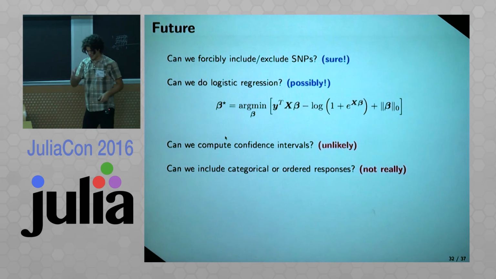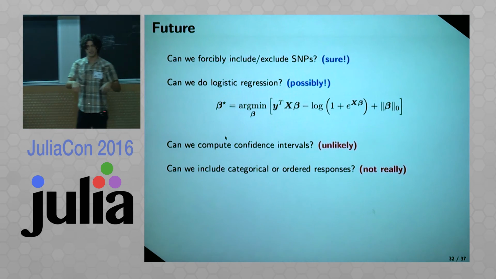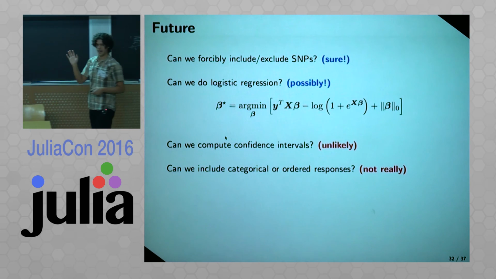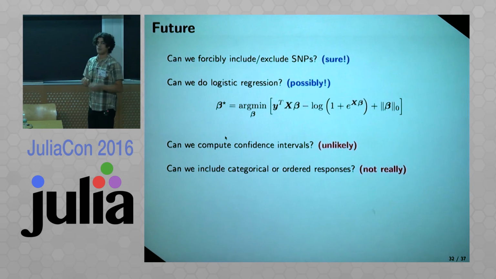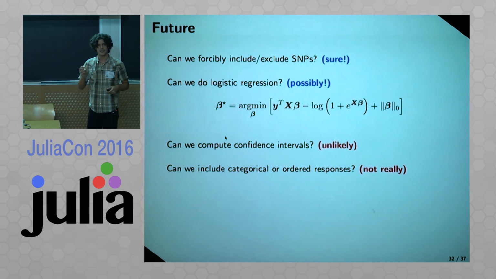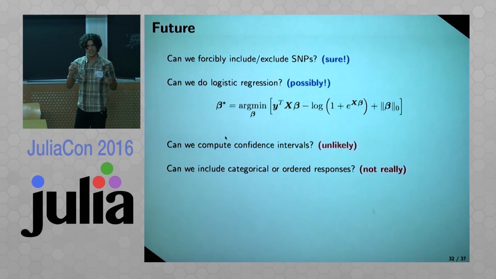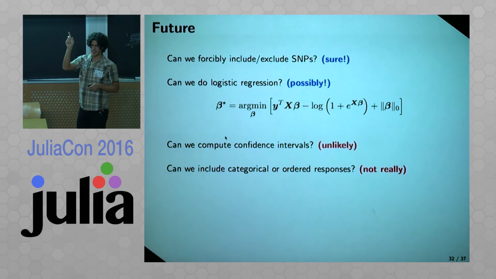Some future things to think about. Can you include or exclude or force particular SNPs in the model? It's not in the package right now, but you could. More interesting, can you do logistic regression? Or in general, can you do some kind of nonlinear loss? IHT right now is only defined for least squares. However, there's some research that will attempt to solve this particular optimization problem with a hard thresholding algorithm. There is code in my IHT repository that does this for you. It's a little bit buggy, but it's pretty close.